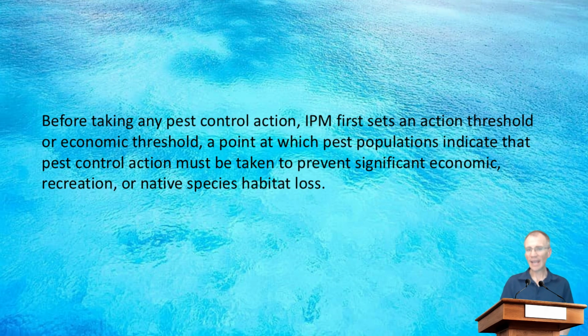Before taking any pest control action, IPM first sets an action threshold or economic threshold, a point at which pest populations indicate that pest control action must be taken to prevent significant economic, recreation, or native species habitat loss.